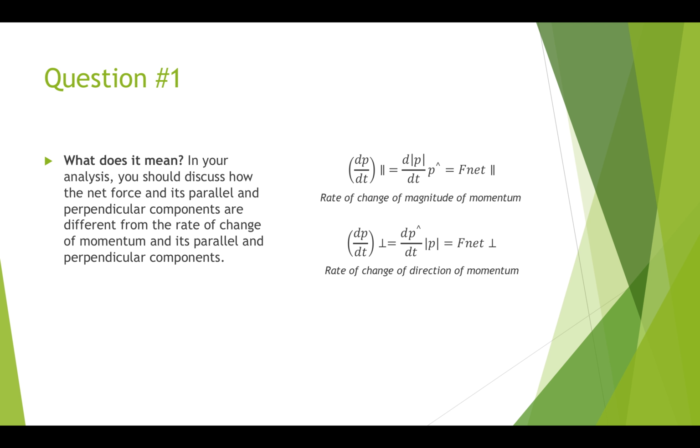The direction of the object only changes if there is a force component that is perpendicular to the path that the object travels. The difference occurs conceptually. The parallel and perpendicular components of dp over dt are based on the results of the observational data, whereas the parallel and perpendicular components of the net force occur as an effect of the results.